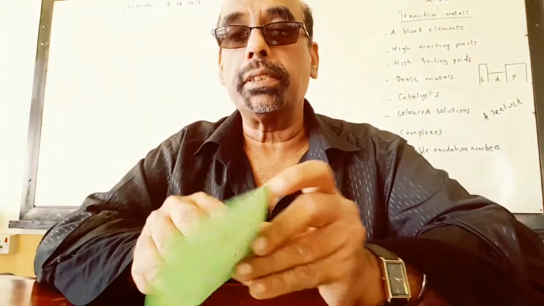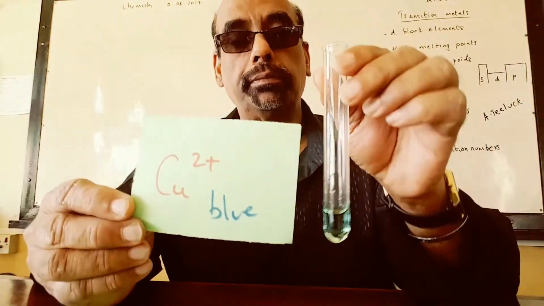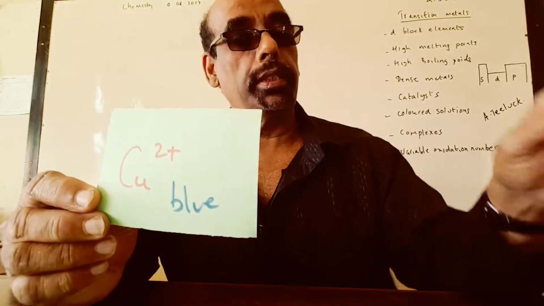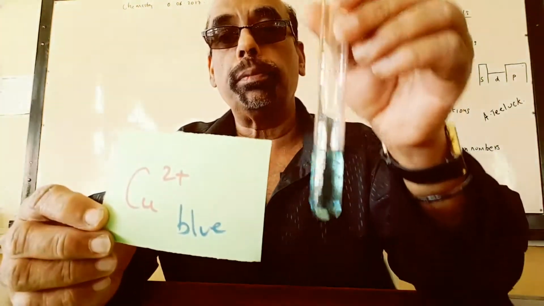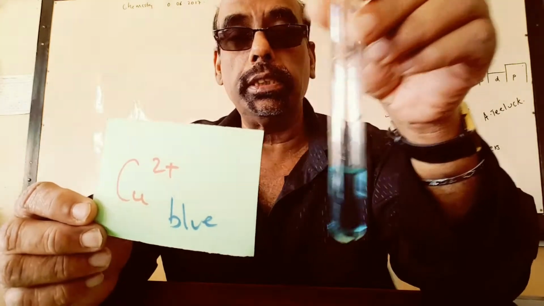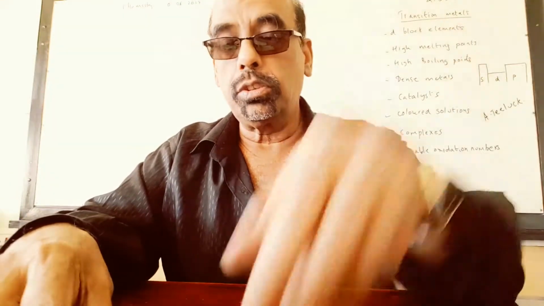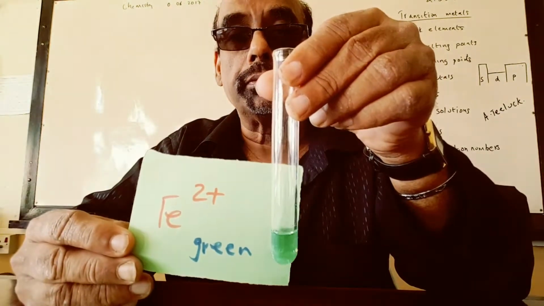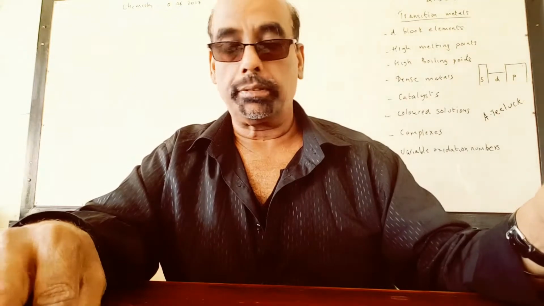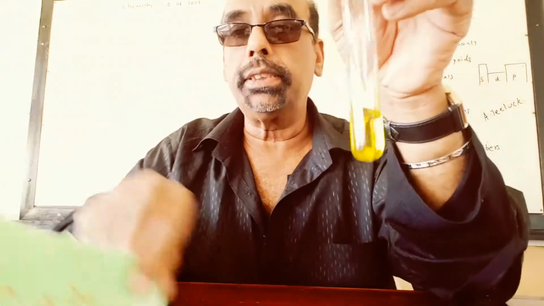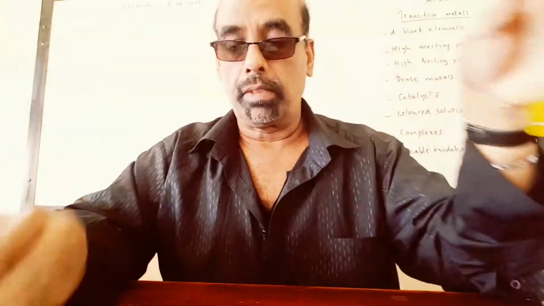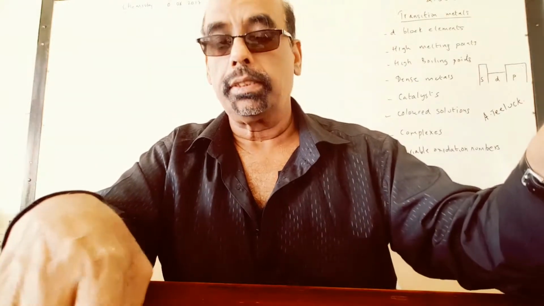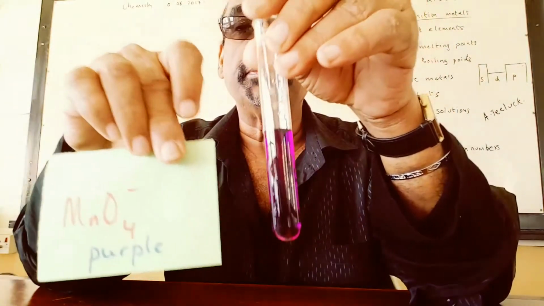Copper 2+ ion is blue in color. This one is copper 2. Copper sulfate, copper 2 solution is blue. Iron 2 solution is green in color. Chromate solution is yellow in color. Manganate solution is purple in color.